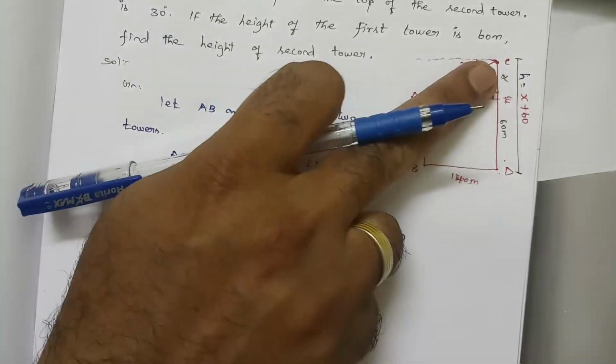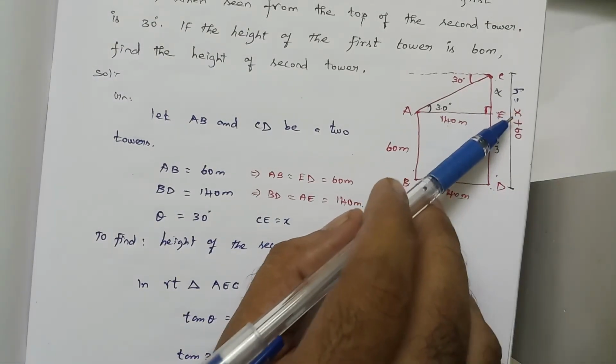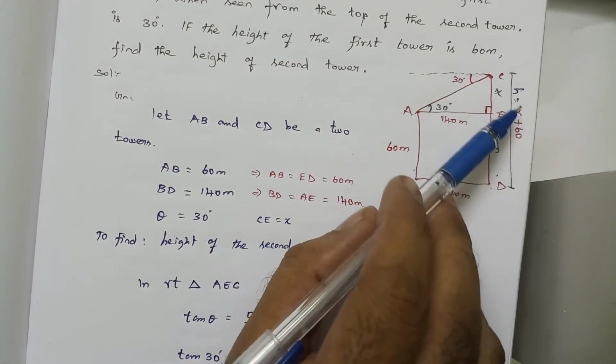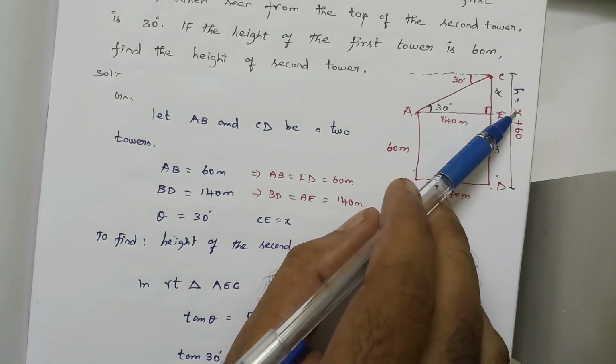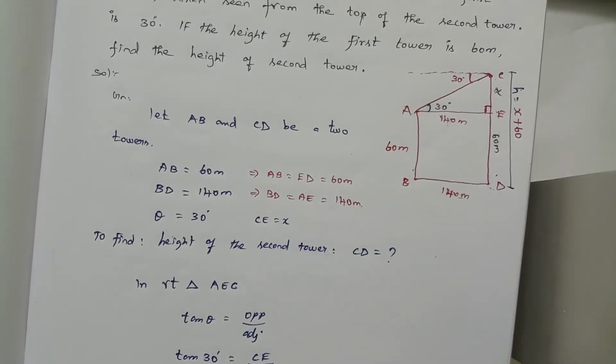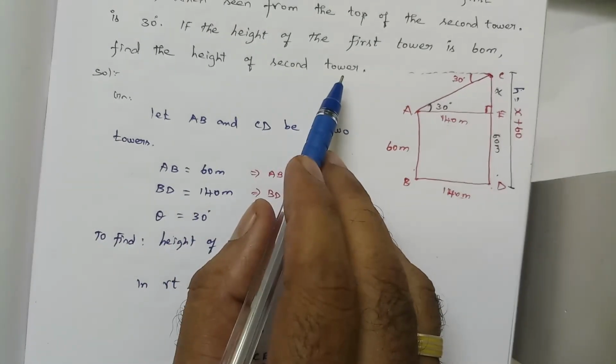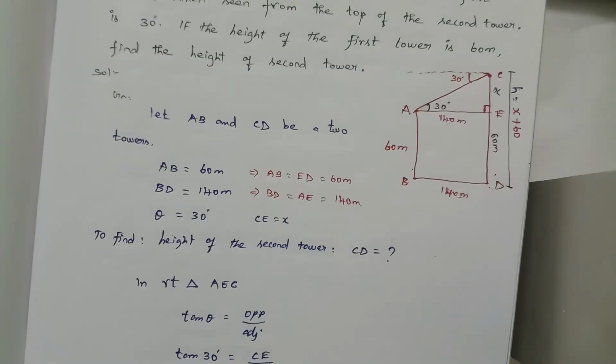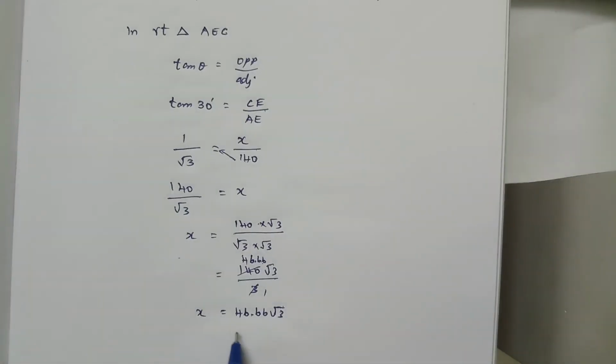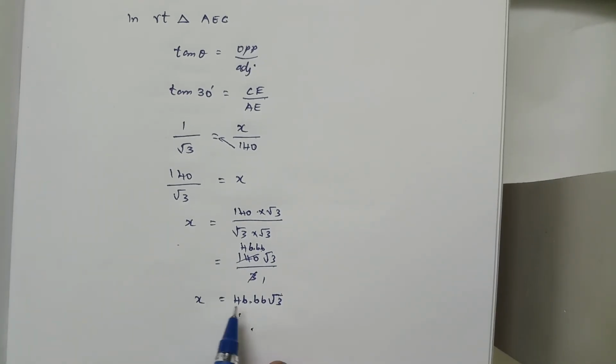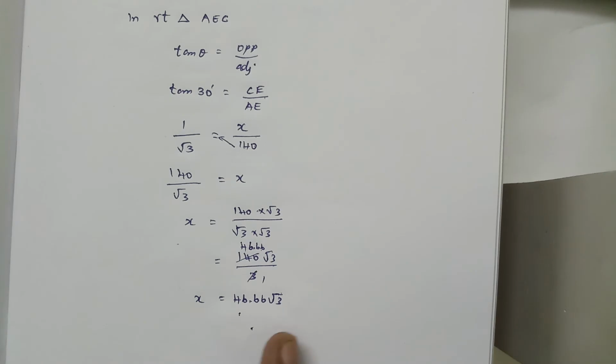If you are finding only the height x alone, we can stop here, no problem. But we are going to add this x value to 60, so we want to convert x into a form without root 3. If they have given the value of root 3, only then I ask you to substitute. This is the final solution for x: the height is 46.66 root 3 meters. We can stop here, but we still want to add 60.